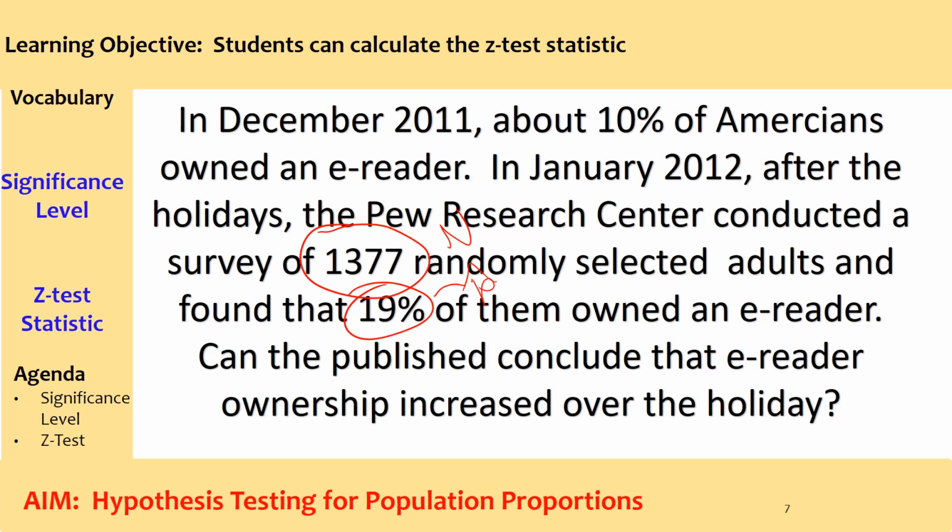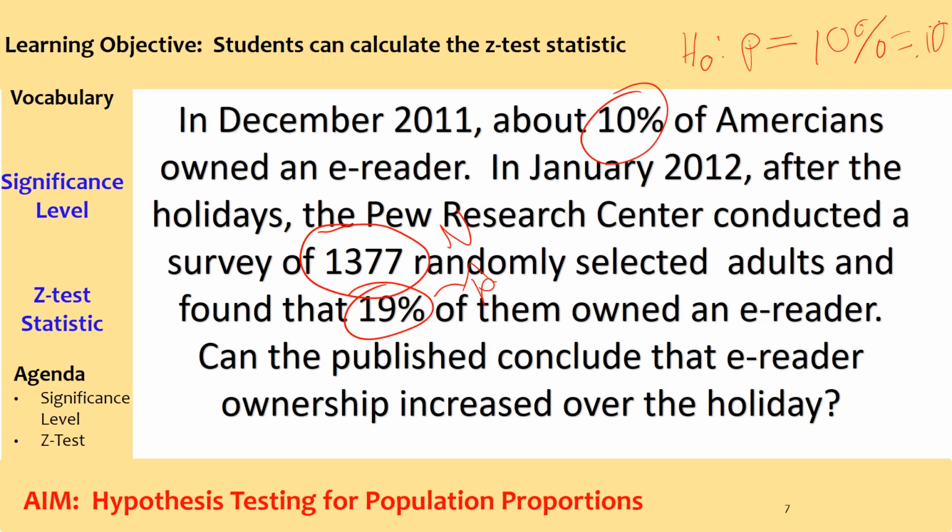So if we look back, 10% own an e-reader, and they wanted to conduct a survey. Can the publisher conclude that the ownership increased over the holidays? So that means our null hypothesis is that P equals 10%. That's the ownership, which is 0.10.